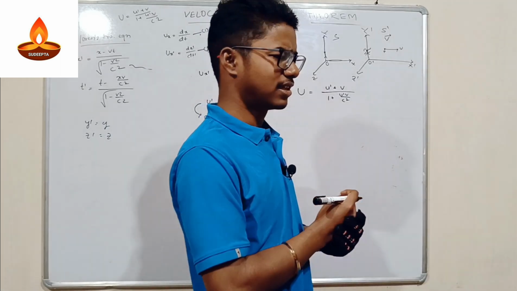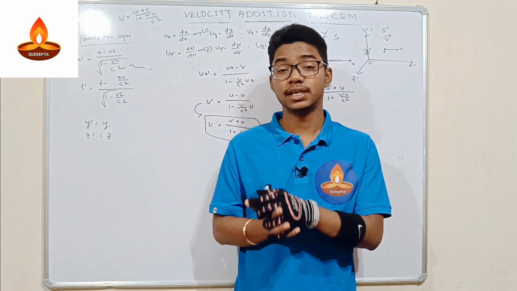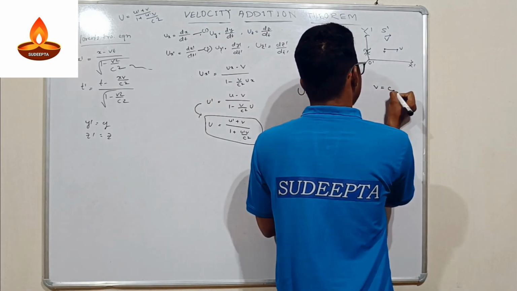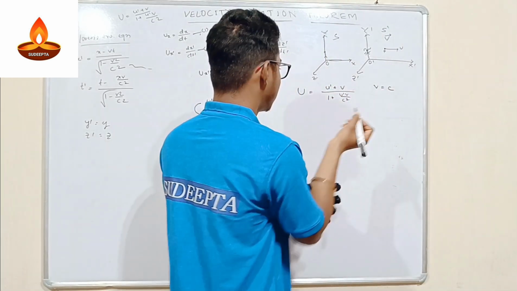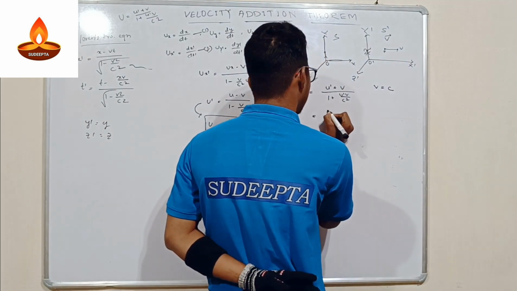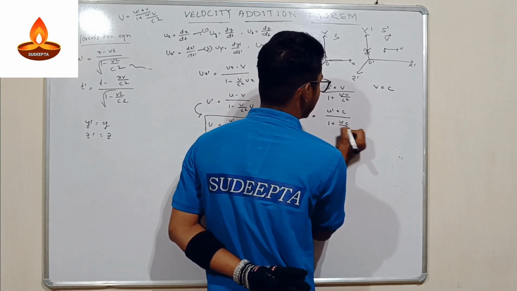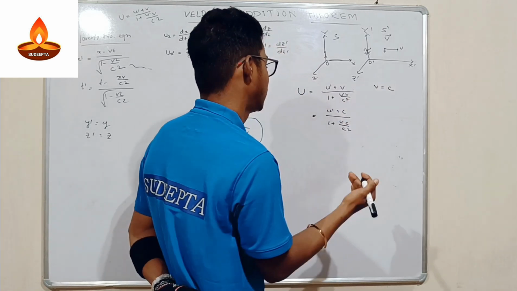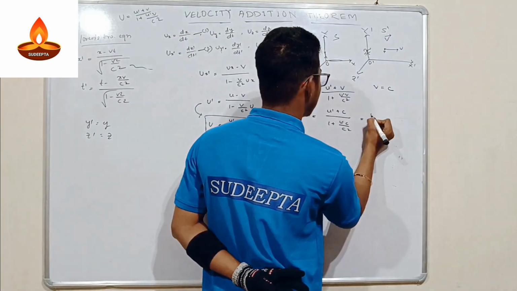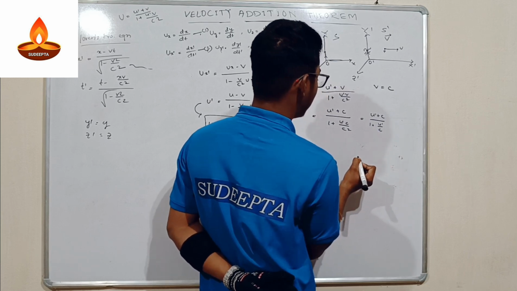So the first test: if the frame is moving with the speed of light, what will happen? Let's see. If v is equal to c, that means the frame is moving at the speed of light, at a very fast speed. What will happen? It is (u dash plus c) upon (1 plus u dash c upon c square). In v I just replace c. Then c and c will be cancelled out, so it is (u dash plus c) upon (1 plus u dash upon c). What will happen in the next stage?